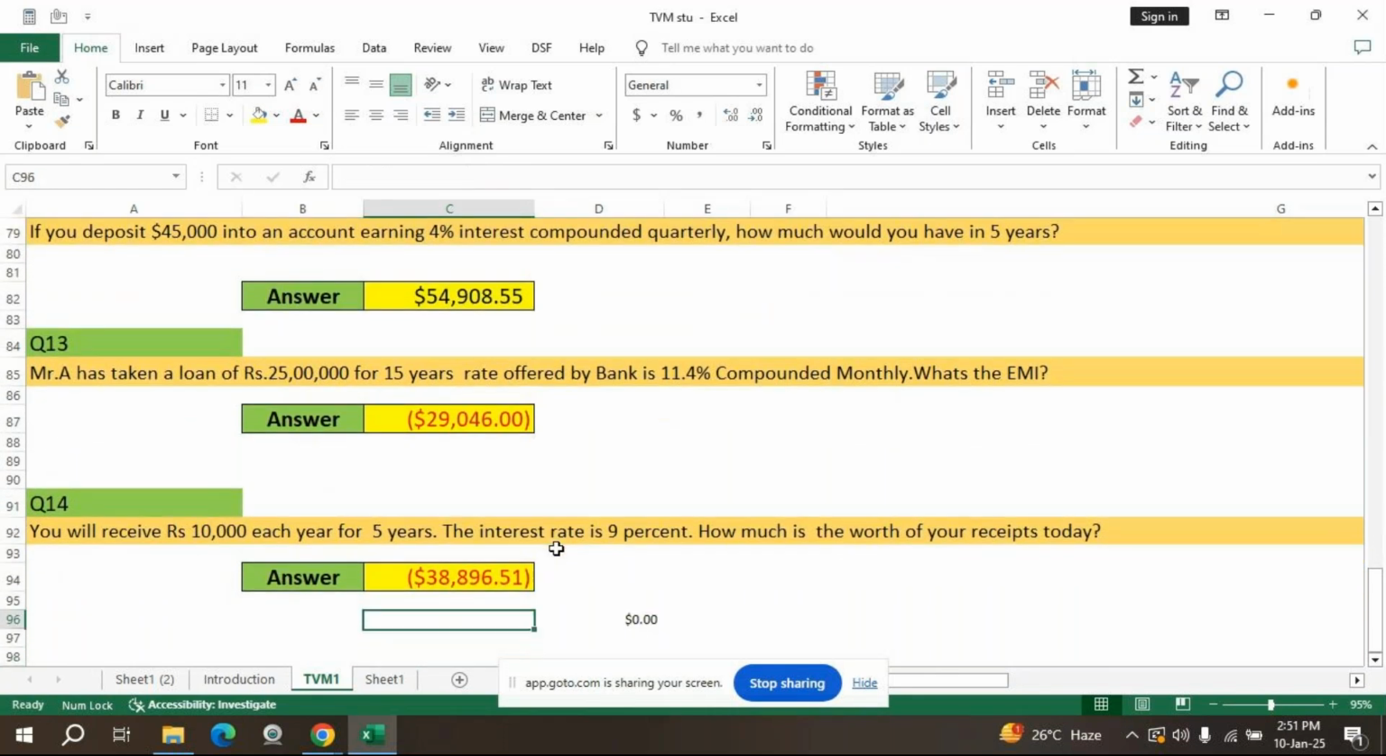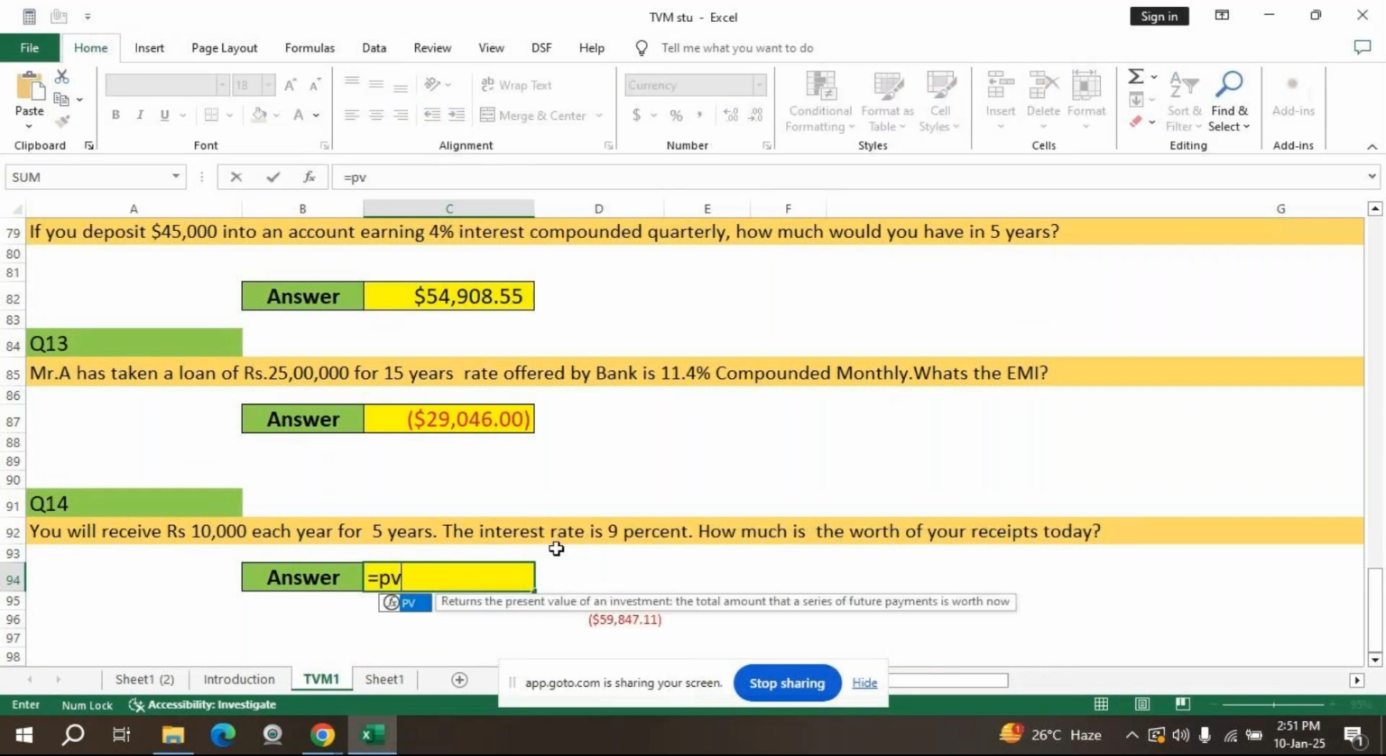Then the last question. You will receive rupees 10,000 each year for 5 years. The interest rate is 9%. How much is the worth of your receipts today? What formula do we have to use here? PV is the function, right? Today means you have to find out the present value. So is equal to PV open bracket.